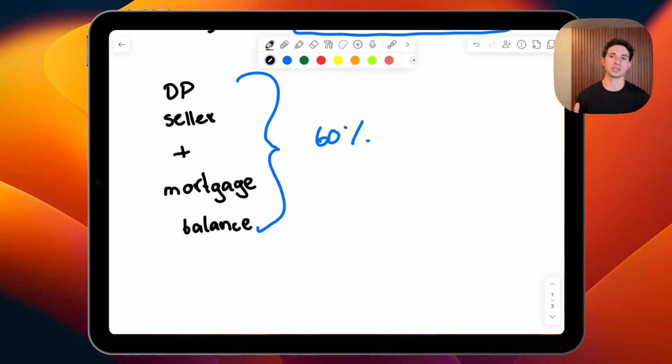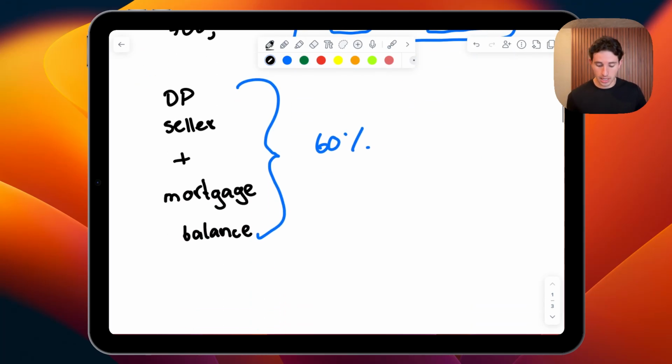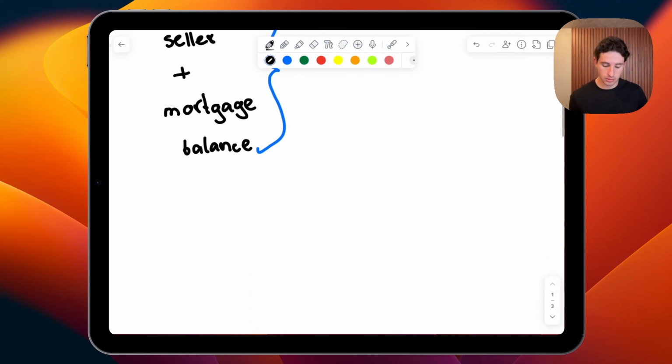If they owe 30%, you know that your max allowable offer for down payment to seller is 30%. If it's free and clear, 50%, 60% is honestly just too much, but it's about playing with the numbers and staying below that 70% right here.